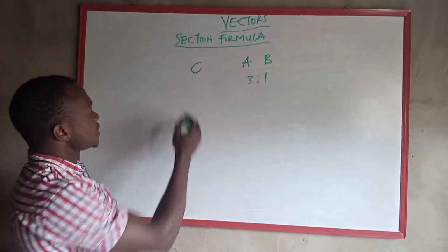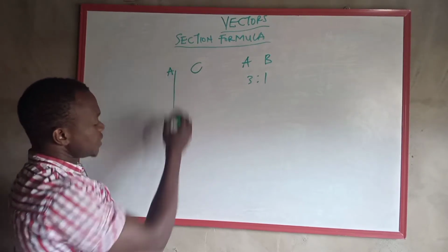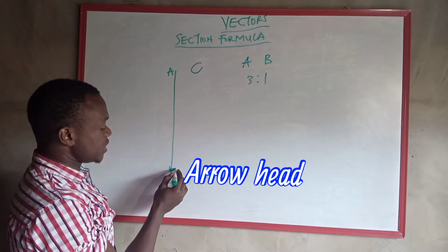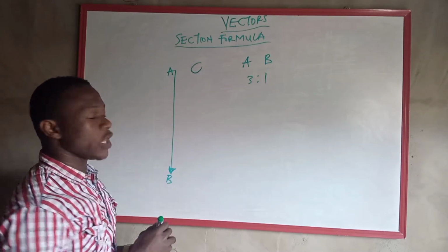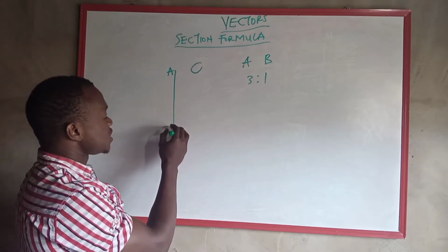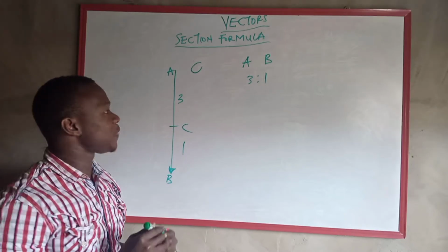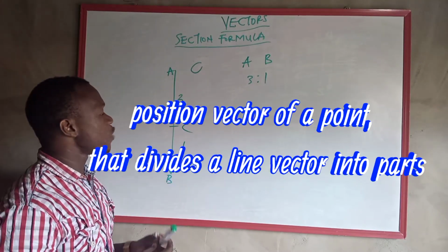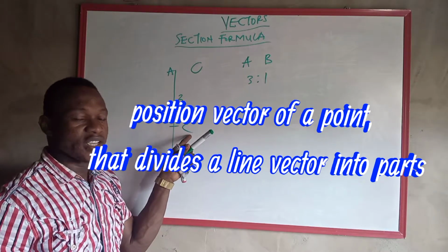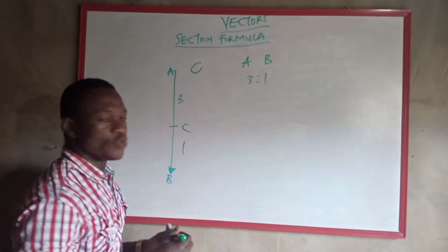Now what it means is that if we have a vector that has the tail at A and the head at B, this is the head, the place with the arrow is the head, while the other part is the tail. Now if we are looking for the vector of point C that divides it into 3:1. So this particular vector AB was divided by C in a ratio of 3:1. Now we are asked to look for the vector C, or the vector position C. Very simple. Now let me give you the formula.